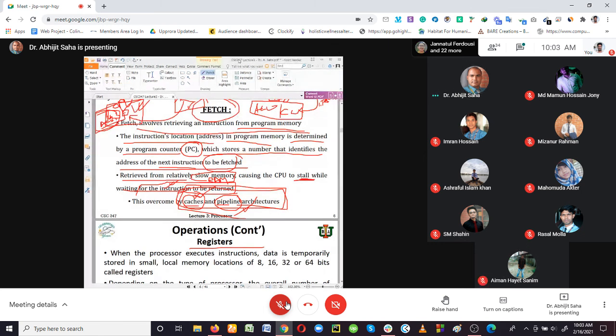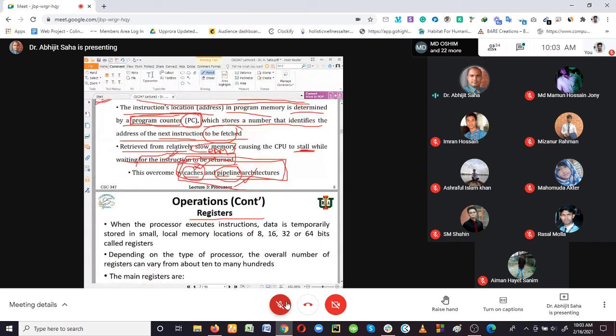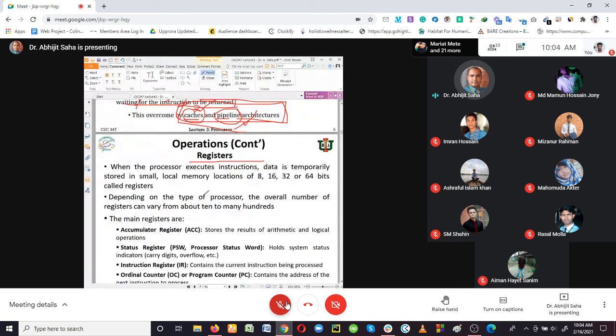Okay. So now we are coming to the register. Already we have seen one register, the program counter, right? So what is a register? We should understand what a register is. Actually, when the processor executes instructions, data is temporarily stored in small local memory locations of 8-bit or 16-bit or 32-bit or 64-bit called registers.